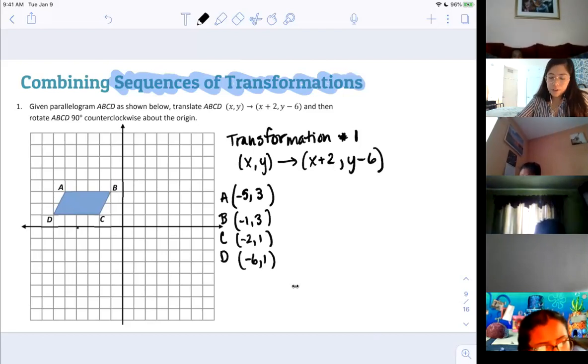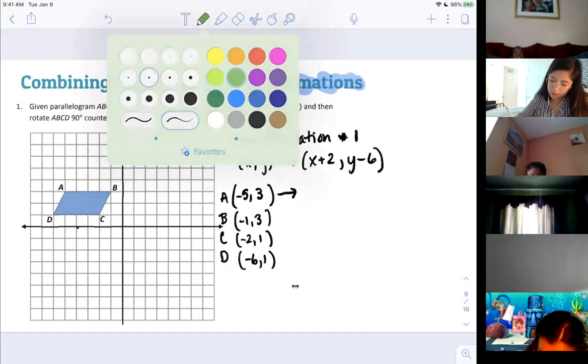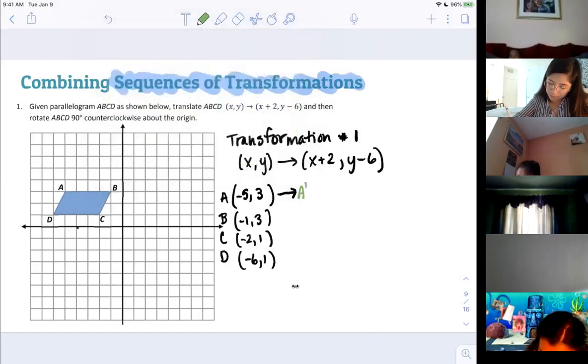So I start with my originals. I'm going to perform the transformation just exactly as I see it. I'm going to add 2 to my x and subtract 6 from my y. Let me use a different color for this so everything is nice and neat. Let me make this one green. All right. So A prime, -5 plus 2 is -3. And 3 minus 6 is -3. So I know that A prime will be -3, comma -3. So I'm going to put that down.